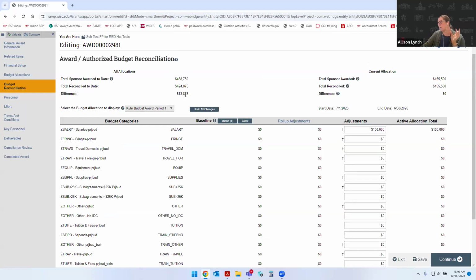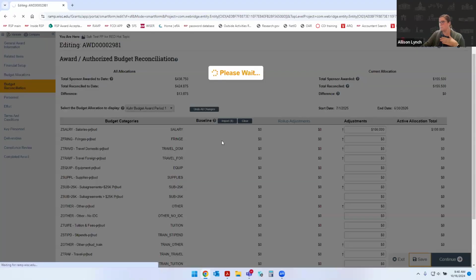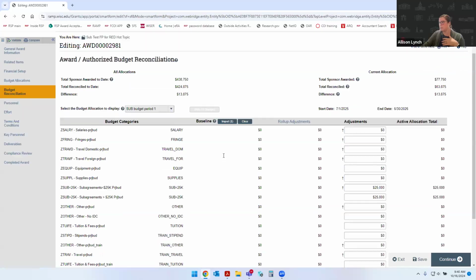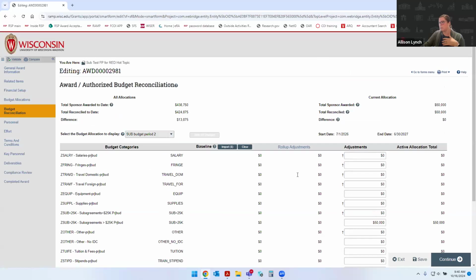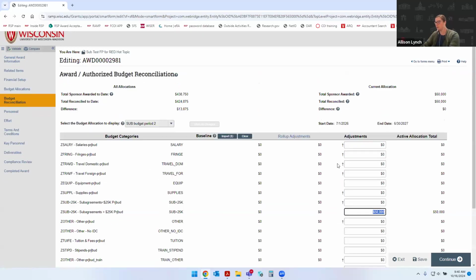And I don't know, we got kind of carried away with editing. Anyways, I started adding stuff. But anyways, we want to get to, ideally, a $0 difference. A $0 difference here means that you have correctly allocated and reconciled your budget. So if you see a difference here, that means that your reconciliations and allocations are off.